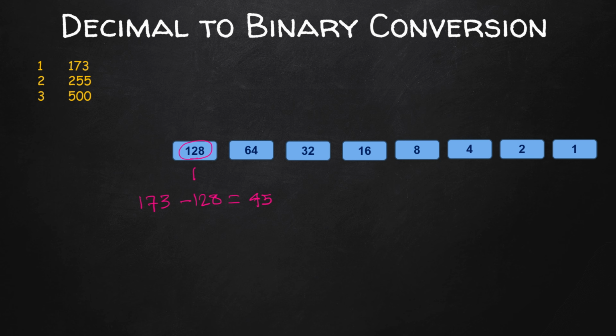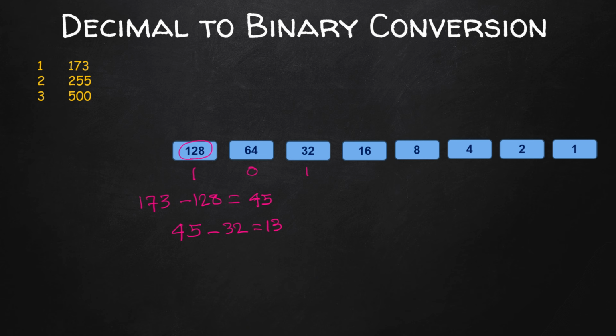Then I went to the second bit, which has 64, but I cannot choose that because I have only 45 to complete. So I will mark this bit as 0. Then I will move to the next one. It has a value of 32. It fits under 45, so I will select that and give a value of 1. So what is remaining here? 45 minus 32 is equal to 13.